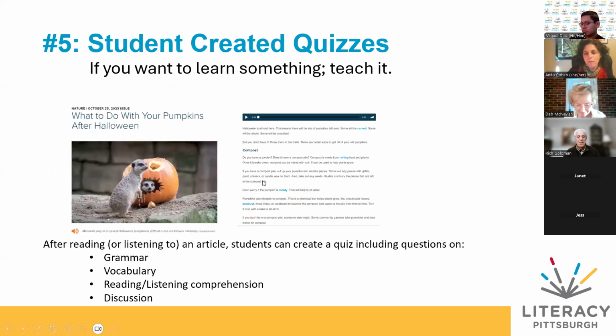Okay, I know we only have 5 minutes and 4 more strategies, but they are a little quicker. Here's one, student-created quizzes. So the best way to learn something is to teach it, right? So this is, for example, I pulled an article off of newsforyouonline.com. And this is an article about what to do with your pumpkins after Halloween. And if you've never been on this site, it's fantastic.